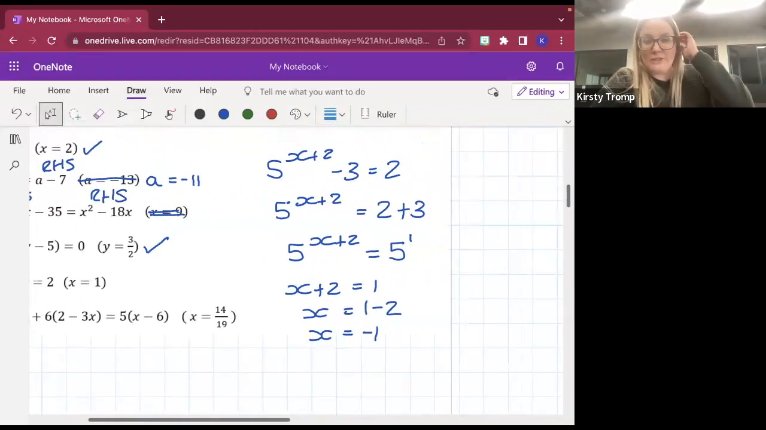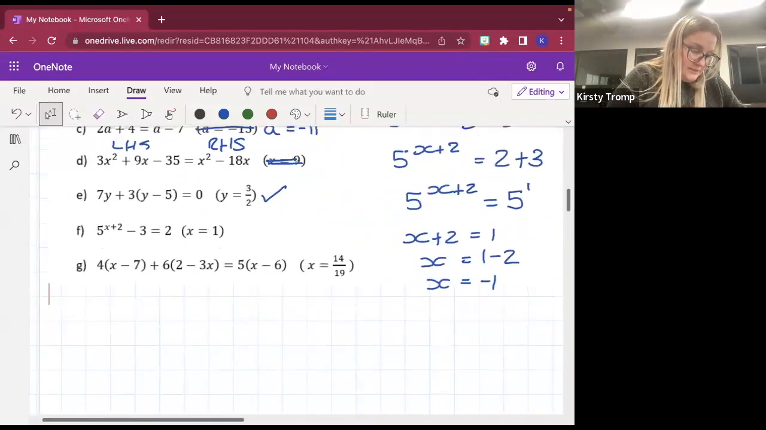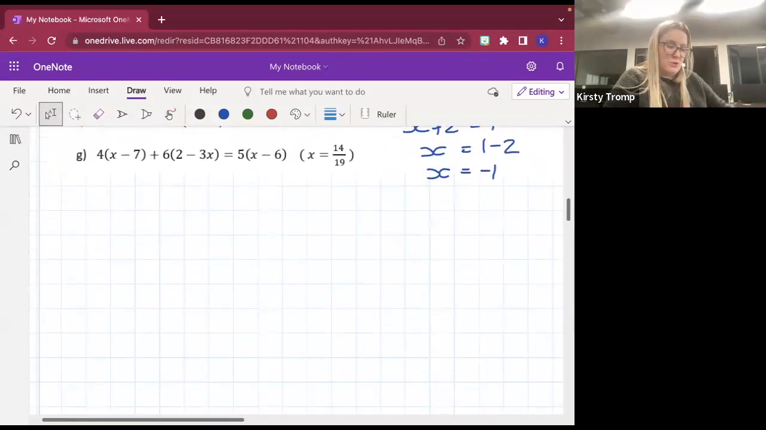Hopefully you will have a lot more practice with those kinds of sums at school, and when you go to the workshop as well. But that is how we do one of those sums. Hopefully we've taken a screenshot. Let's have a look at G, the last sum, and then we're going to have a bit of a brain break.